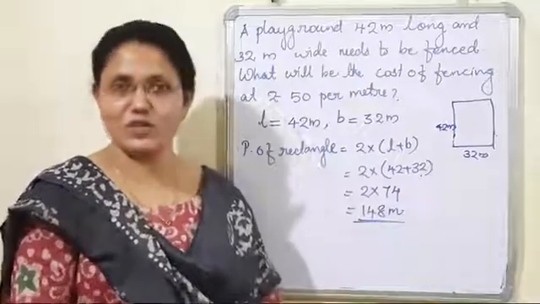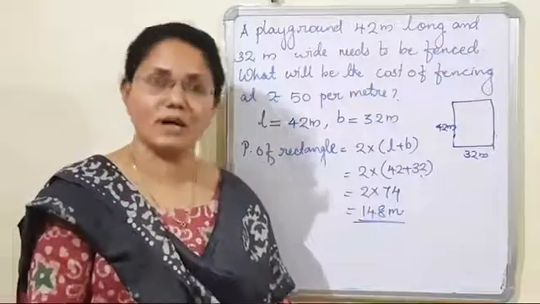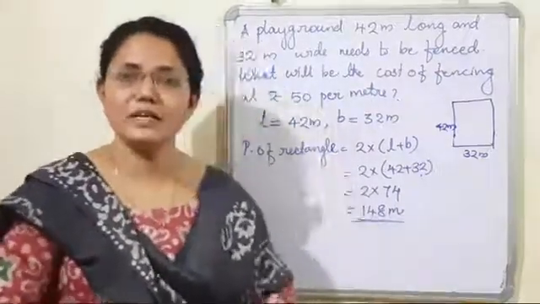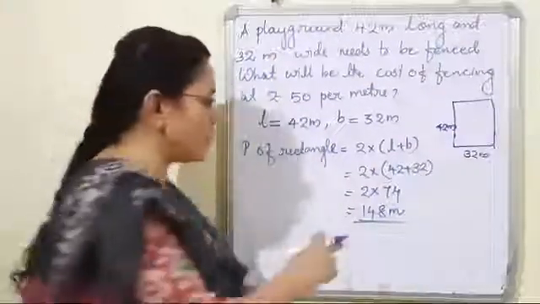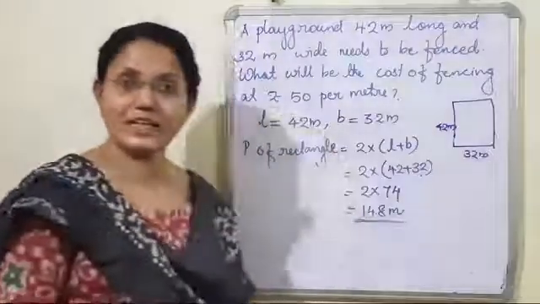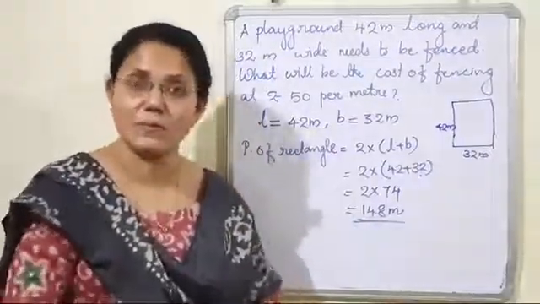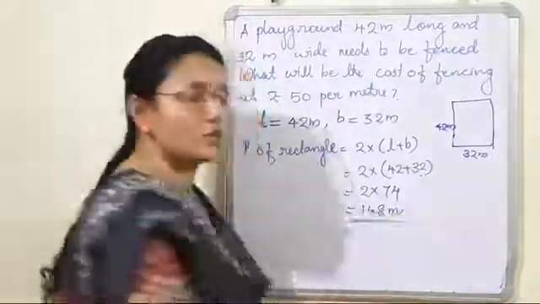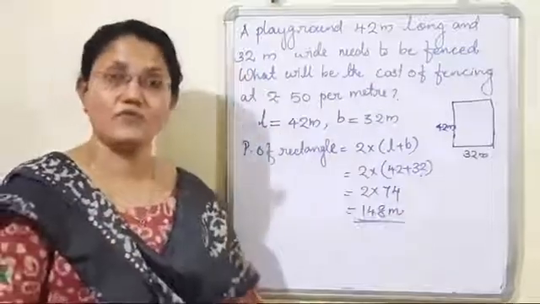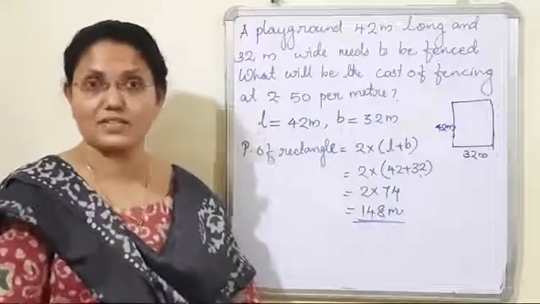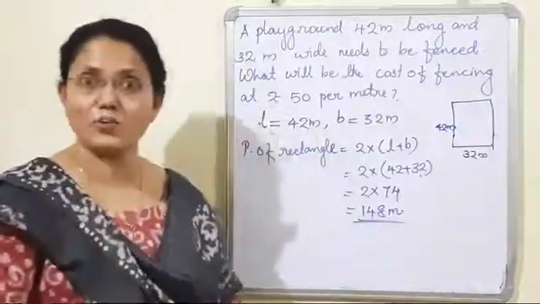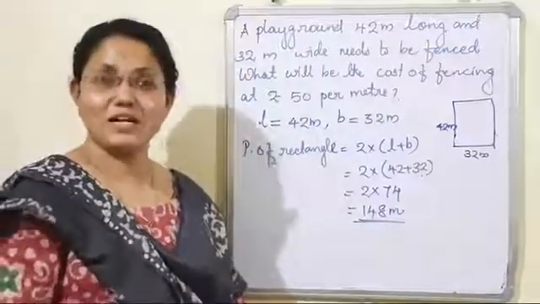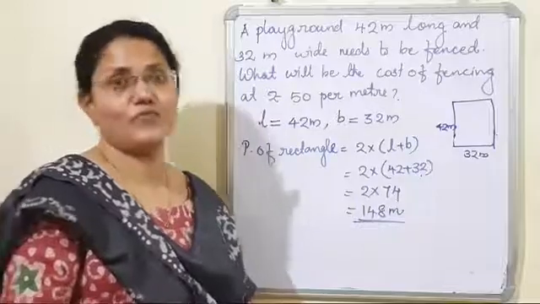Yes, the hint is given with the question. We should multiply. For 1 meter fencing, we needed 50 rupees. Therefore, actually 148 meter distance is around the playground. This much distance should be fenced. For fencing 1 meter, 50 rupees is needed. Therefore, for fencing 148 meter, how many rupees is needed? Yes, multiply 148 by 50.